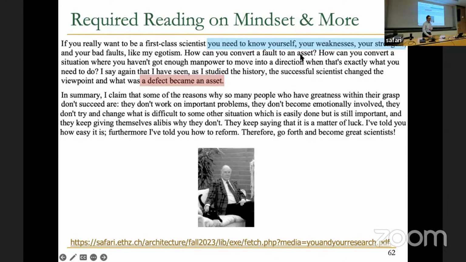How can you convert a fault to an asset? He basically says the successful scientist changed the viewpoint and turned what was a defect, maybe from others' perspective, into an asset. So maybe I'll pick an example, right? This is not a good example, but for example, a lot of people know about RowHammer here.